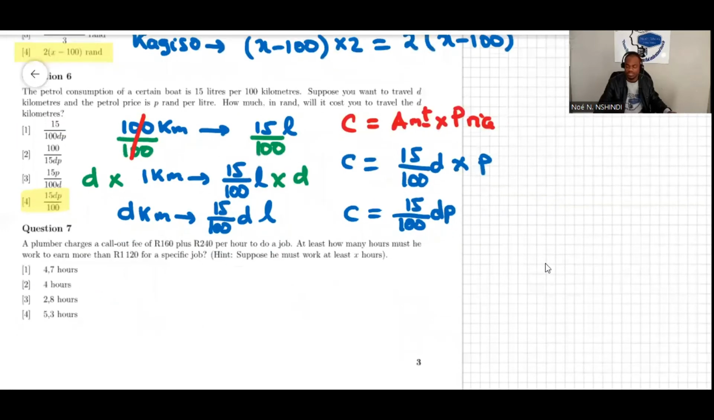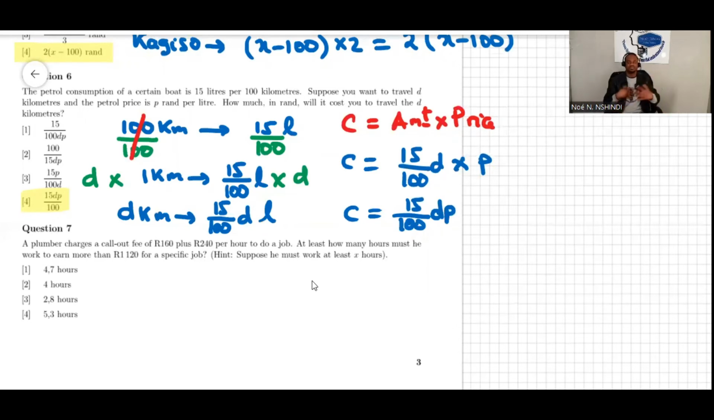Now the last question says that a plumber charges a call out fee of 160 rand plus 240 rand per hour to do a job. At least how many hours must he work to earn more than 1,120 rand for a specific job? And then they give us a hint here. Suppose he must work at least X hours.